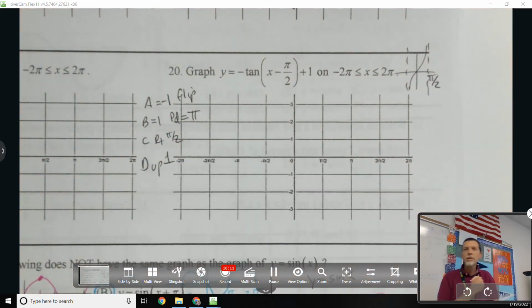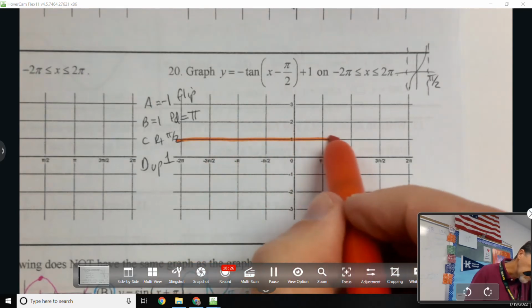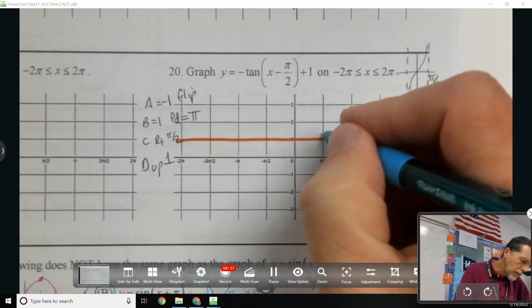Alright, so this is another one where we've jacked with 3 of the 4 things. The period is normal, but all the other things are messed up. So up 1. There's my midline. Again, that's not officially part of the graph. You don't have to draw it, but I sure think it's helpful. Right pi over 2 would be right there.